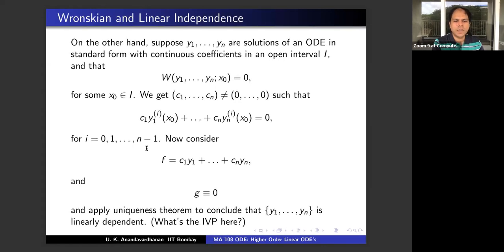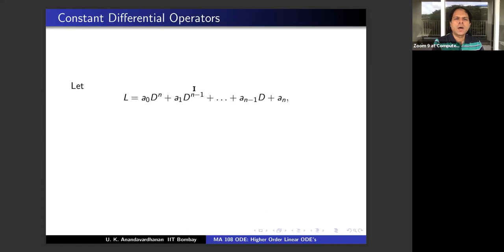Okay, what is the IVP here? The given differential equation together with y at x0 is 0, y prime at x0 is 0, up to the (n minus 1)th derivative at x0 is 0. Okay, now let us stop here.